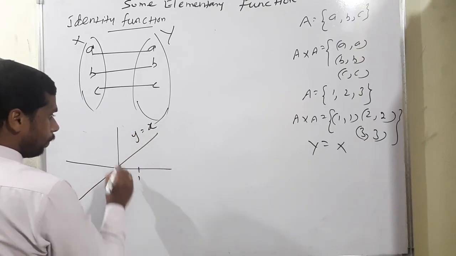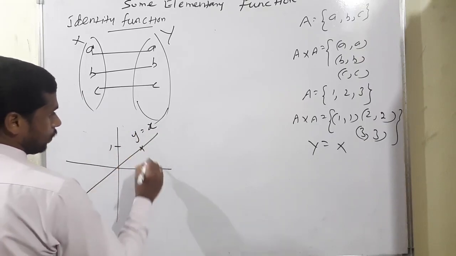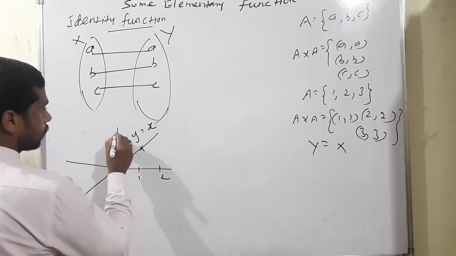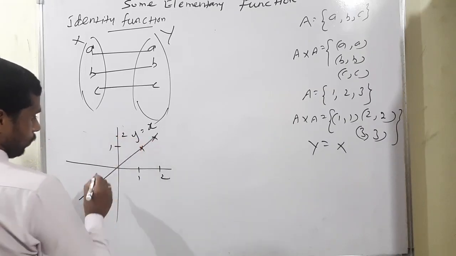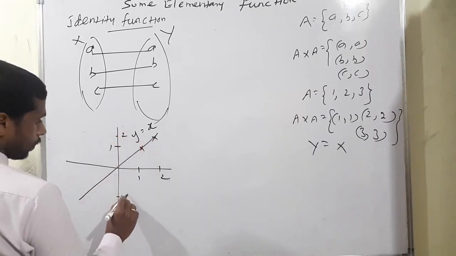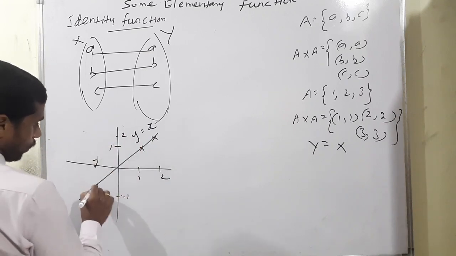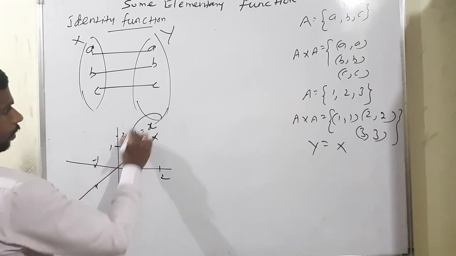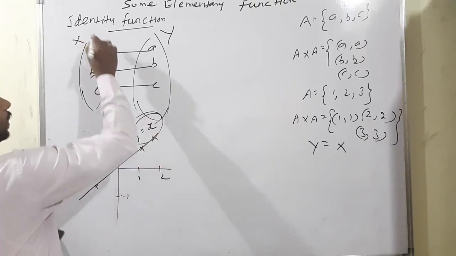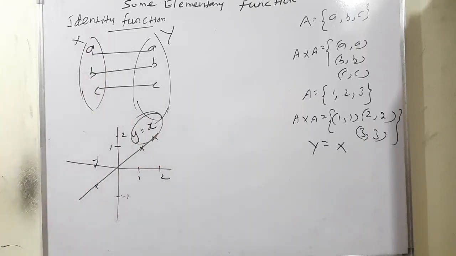If you make it in a graph also, we will get y is equal to x. Because x value 1 means y also value 1. Then x is equal to 2 means y is also 2. So here x is equal to minus 1 means y is also minus 1, just equating the pair. So this is called y is equal to x. That's the main function name, identity function.